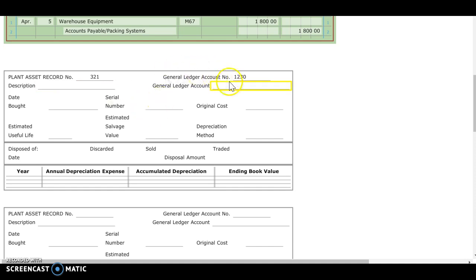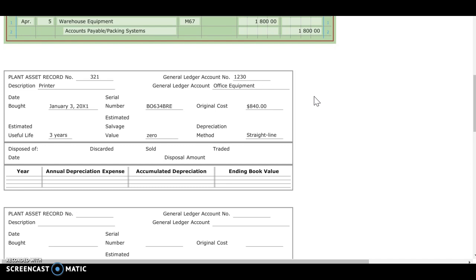And this, oops, office equipment. Description, it was a printer. The date that we bought it was January 3rd of 20X1. The serial number they give us in the transaction, so B06, this one. The original cost was $840. Estimated useful life was 3 years. Estimated salvage value, there is none, so we'll just put 0. And then the depreciation method is going to be straight line. Okay, so that's all we need to fill in for that one.